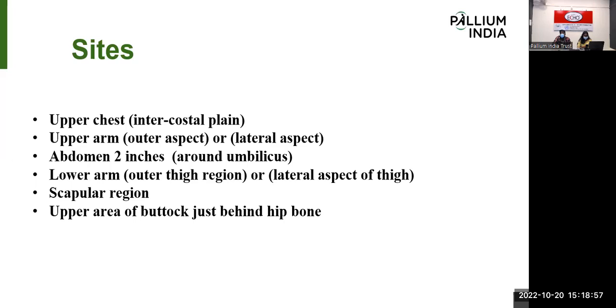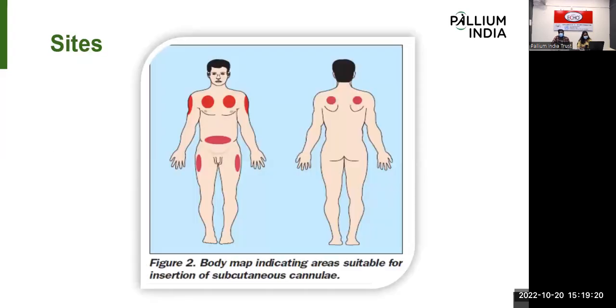Then scapular region. Both scapular regions also we can give the subcutaneous injection. Diagrammatic representation I will show in the next slide. Then the last one, upper area of buttocks or just behind the hip bone. Next slide. This one is the diagrammatic representation.